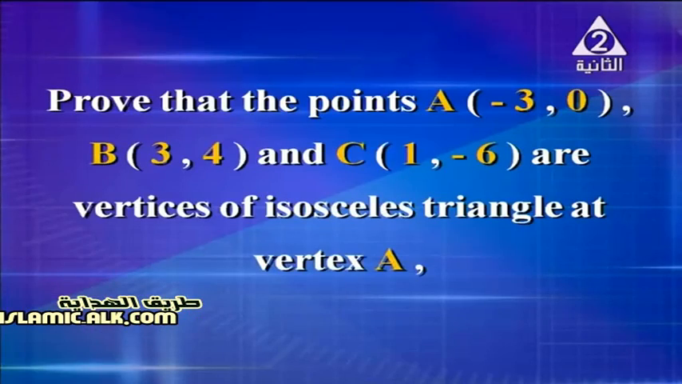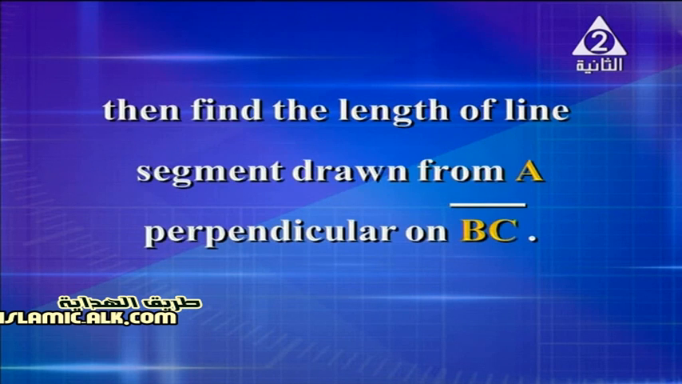Prove that the points A (negative 3, 0), B (3, 4), C (1, negative 6) are vertices of an isosceles triangle at vertex A. Then find the length of the line segment drawn from the point A perpendicular to the line segment BC.